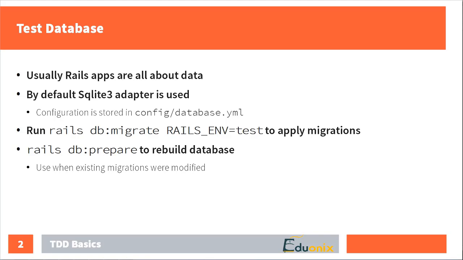And all the configuration can be found under the config database.yml file, where you can set what database you wish to use for different environments. And also, as you remember, we've used the rails db:migrate command to apply migrations to our testing database. Also, there is yet another command that is used when your existing migrations were modified, and this command is rails db:test:prepare. It is going to rebuild your testing database.